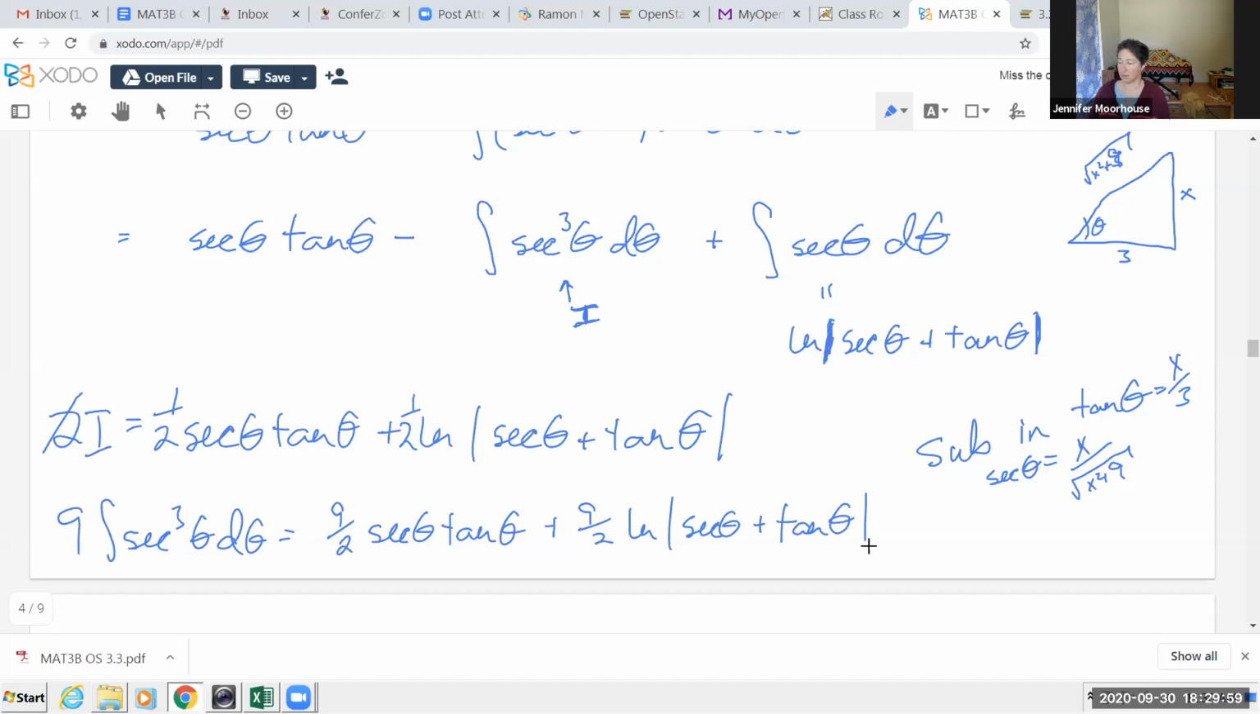So at the last stage, you would go back through and sub in secant theta is root x squared plus 9 over 3, tan theta is x over 3, and so on, in each one of these spots. But I'm going to leave it because we're kind of out of space on this page, and that last step you can do.